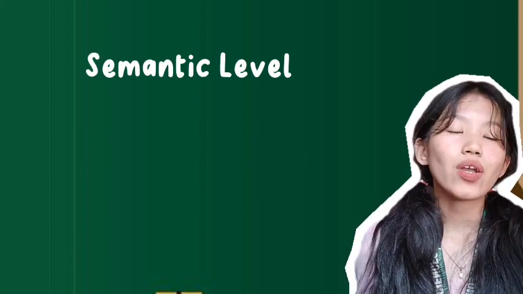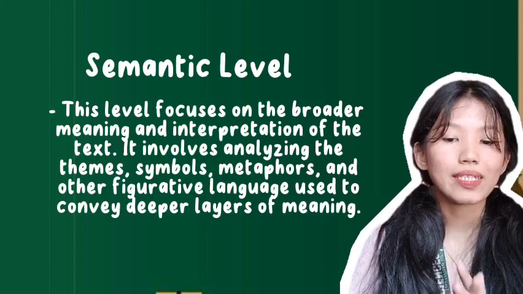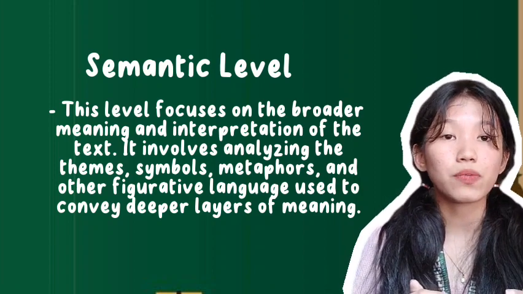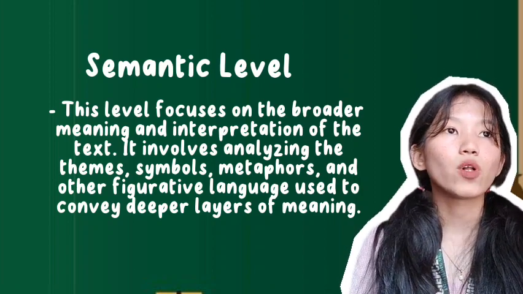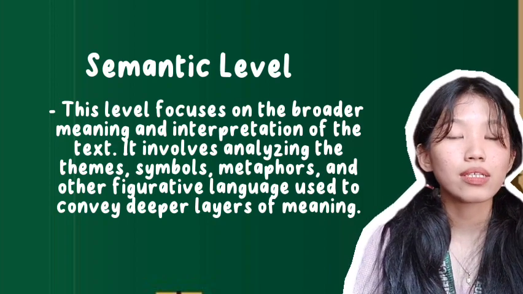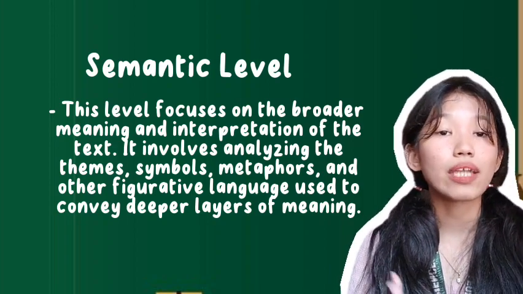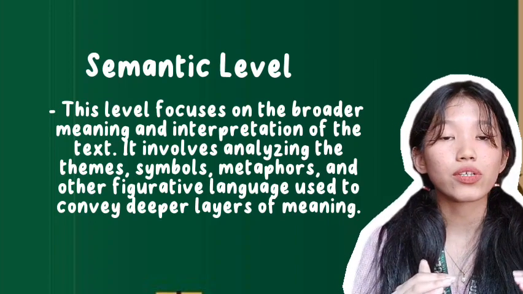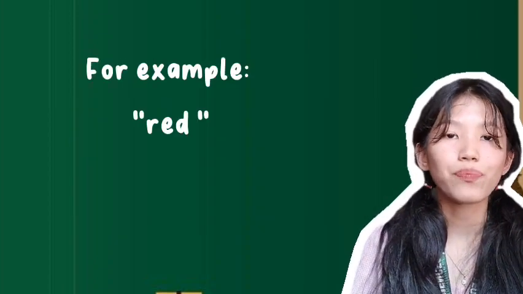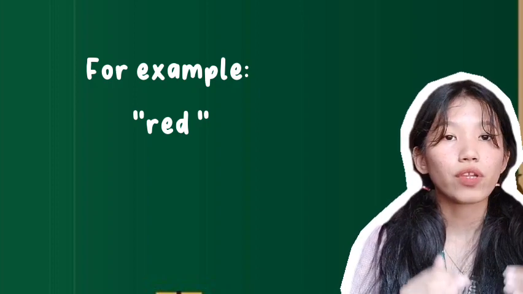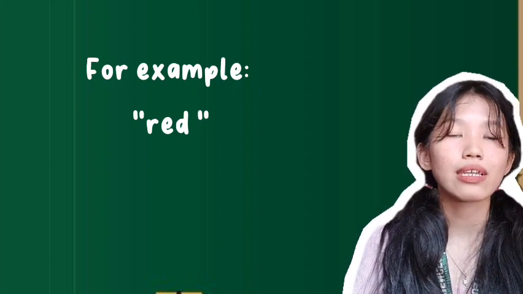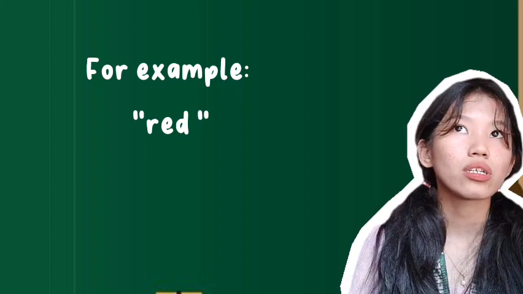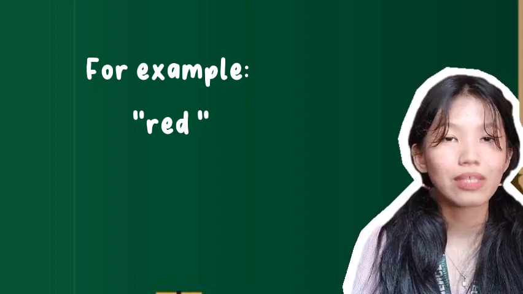Now, let us talk about the semantic level. Semantic level focuses on the broader meaning and interpretation of the text. It involves analyzing the themes, symbols, metaphors, and other figurative language used to convey deeper layers of meaning. For example, the repeated use of the color red in a story may symbolize love, passion, danger, or blood, right?